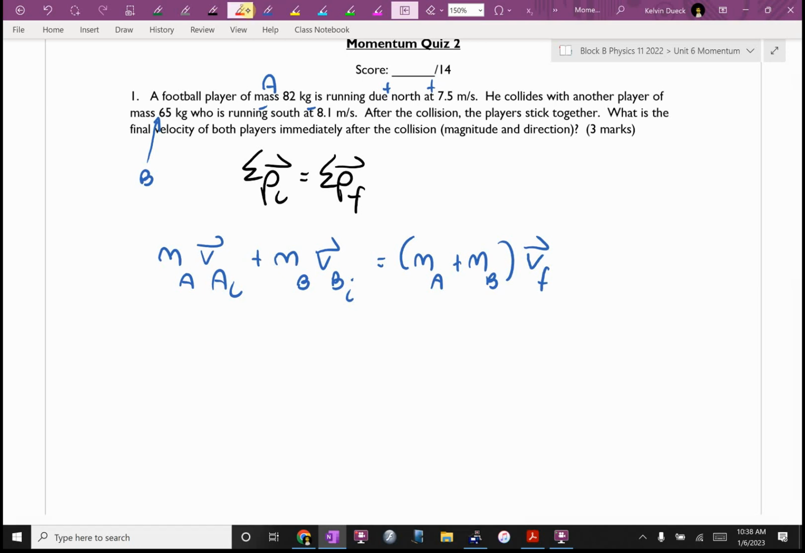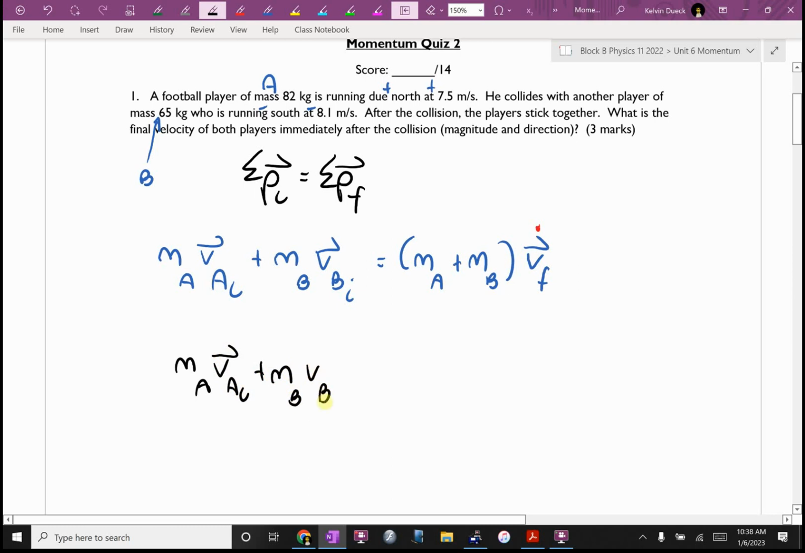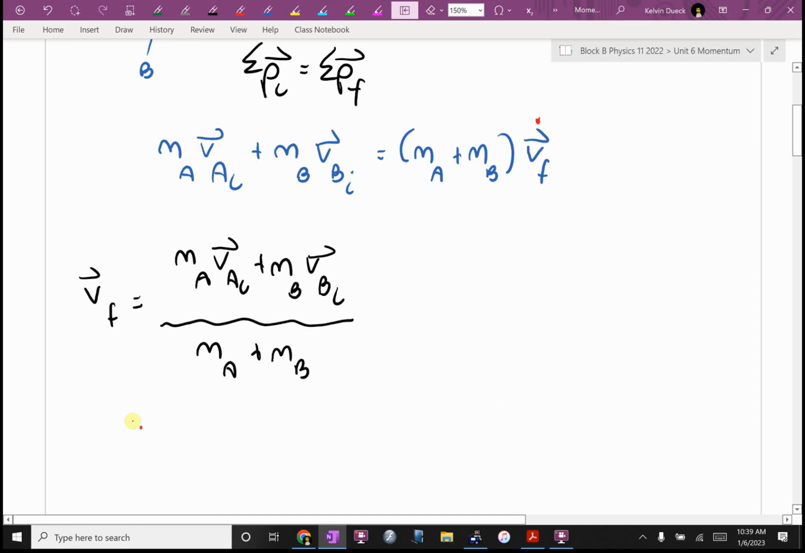I'm going to try and find the final velocity. So I'll divide the bracket over. This is going to drop down like a domino. And I would divide by the bracket. And if you don't mind, I'm going to put the VF right there by itself.